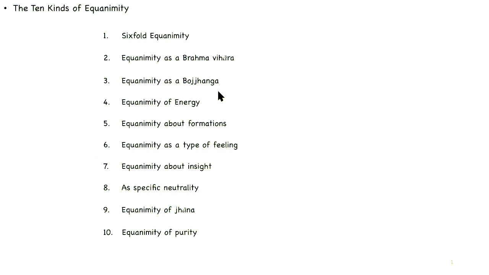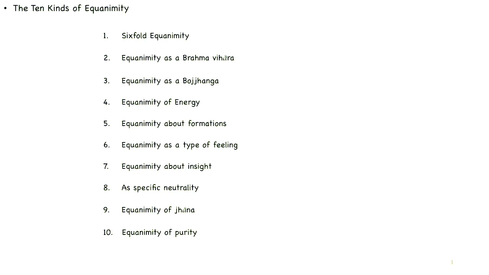Okay, so here's his list of 10 kinds. I'm sure you'll be with me when you look at this, when I say I've bitten off a lot to chew here, and I'm going to have to try to be very succinct and pick out salient points as I go through, and maybe not do it in this order either. But first of all, we have something called sixfold equanimity, which I found quite intriguing. Six-factored equanimity, sometimes it's called. Then we have equanimity as a Brahma-vihara, as a bojjhanga, equanimity of energy, equanimity about formations, equanimity as a type of feeling, which I think we're all familiar with, but we'll cover it, equanimity about insight, equanimity as specific neutrality. Sounds a bit technical. What's that? And equanimity of jhana, and equanimity of purity.